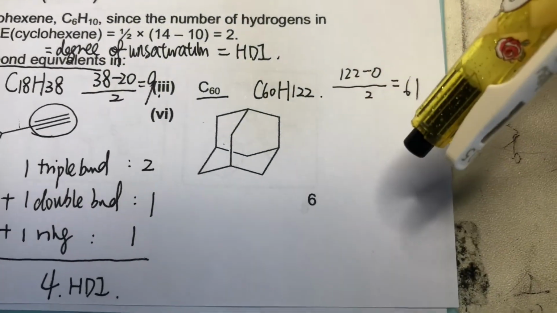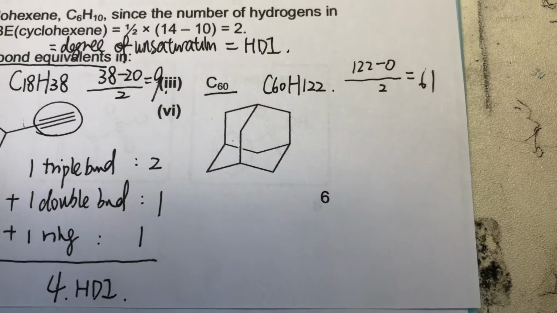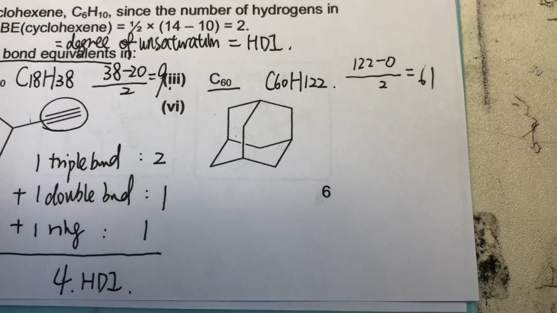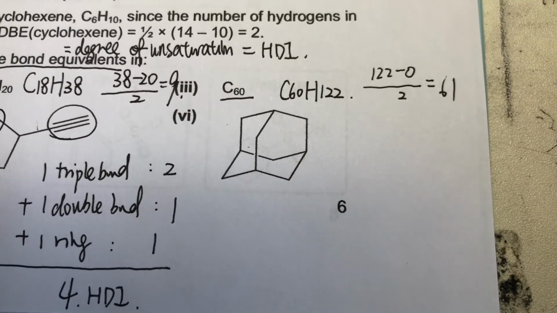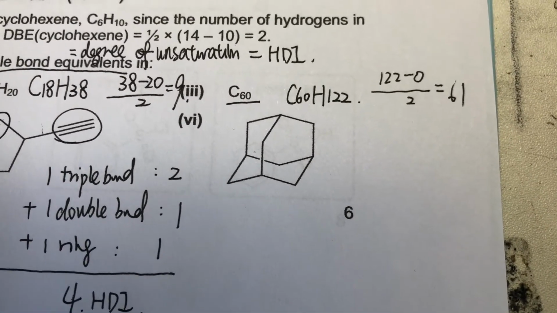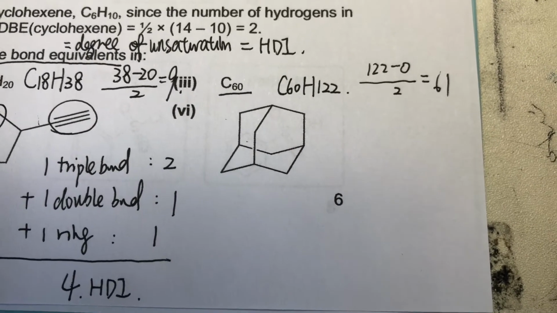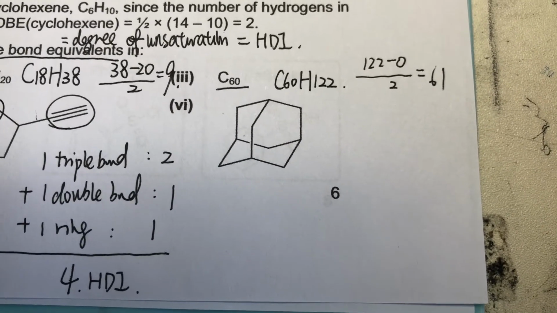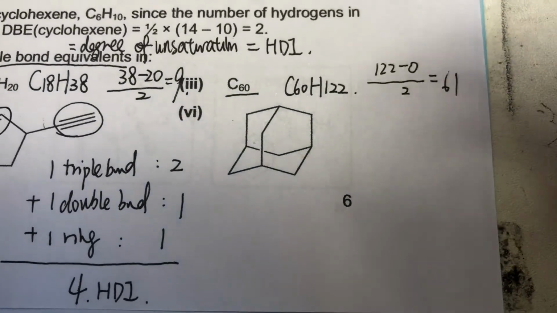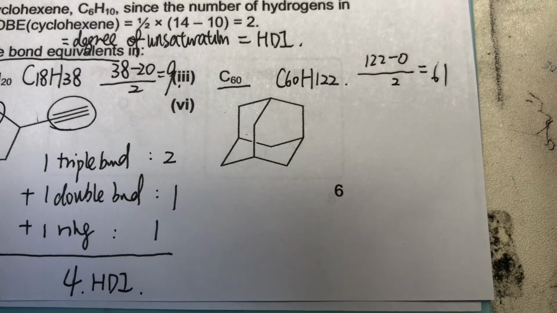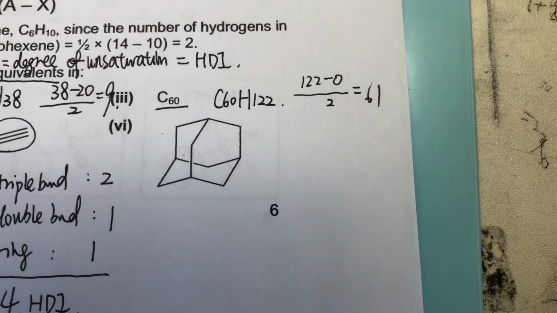Look at these structures, you might be a little bit confused. Yes, this is a very magical molecule because it's similar to a part of the diamond molecule. You can search this on your own and you can discover many magical properties of it. Then I'm going to look at its degree of unsaturation.